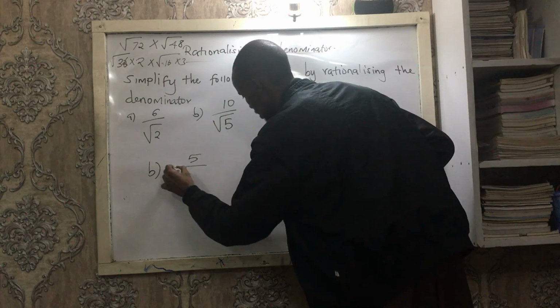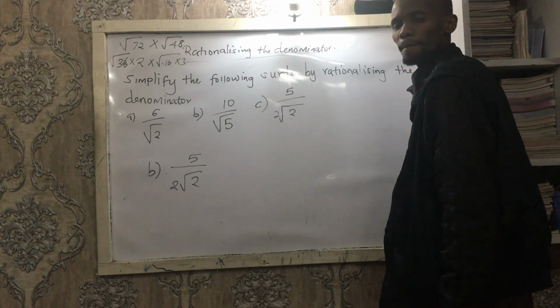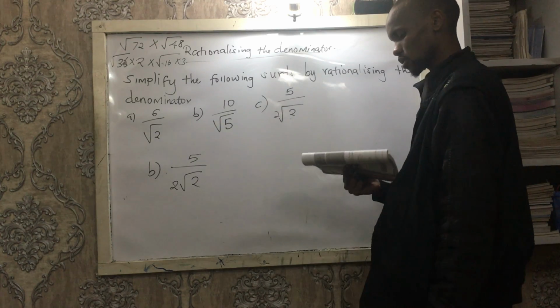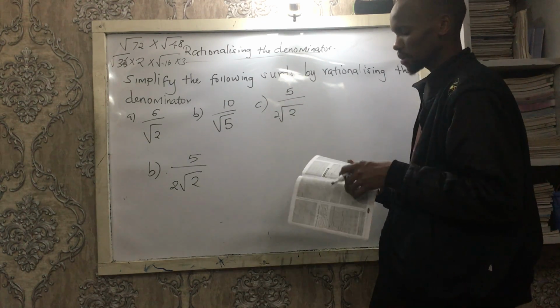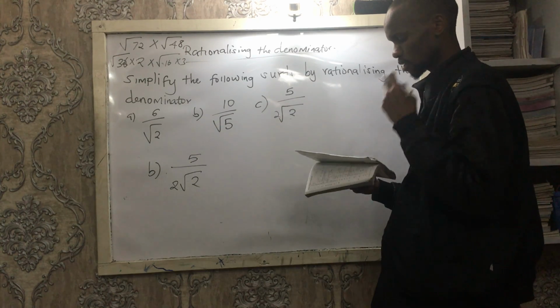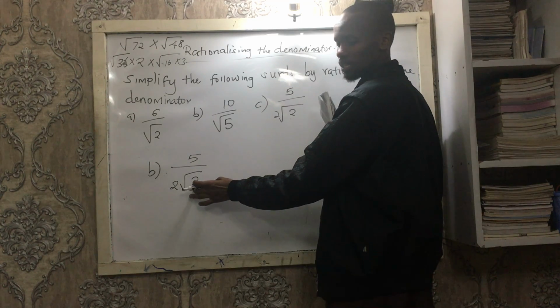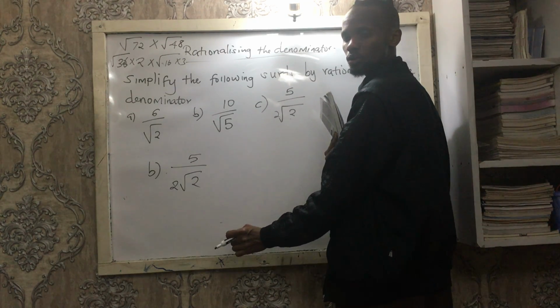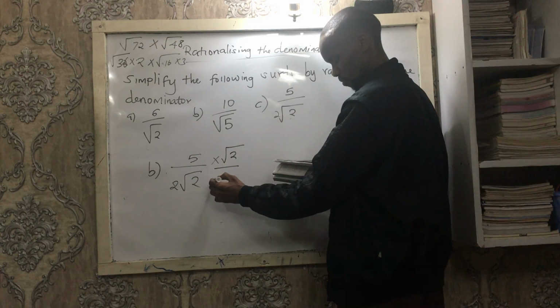5 over 2 root 2. So how are we going to work this one? Remember, we must multiply by the denominator, but the part of the denominator we are going to multiply by is just the root 2. So I will say multiplied by root 2 over root 2.